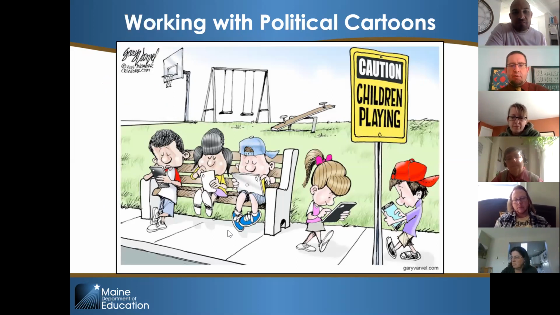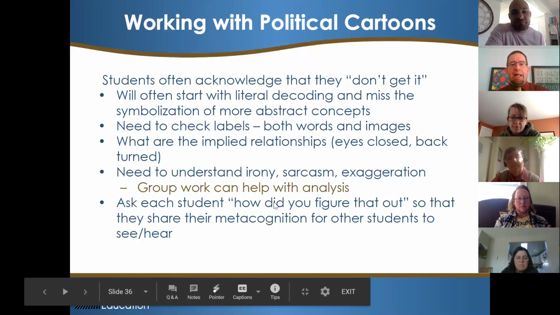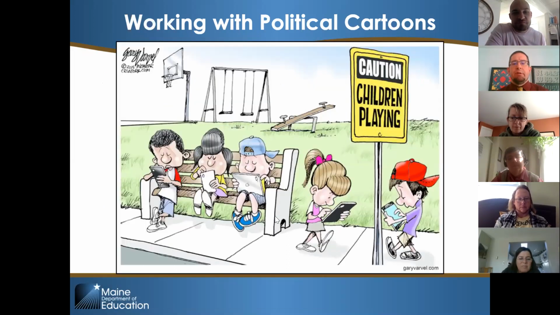Any other things in here? What else do we need to break apart? What are the implied relationships? Eyes closed, back turned. What are the implied things going on here based on what people are doing? What do we assume they're doing? Screen time. Okay, they're on their devices.